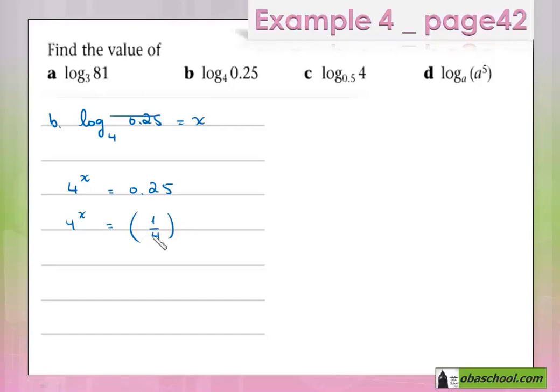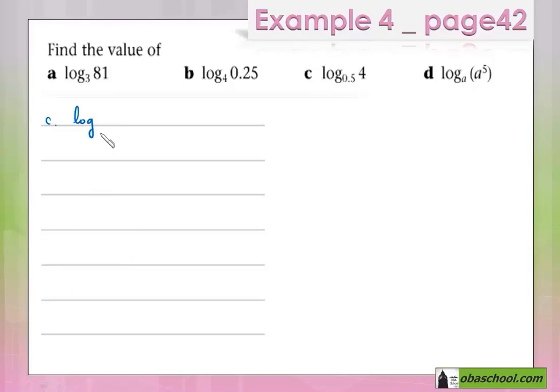Also, we know that 1 over 4 can also be written in its reciprocal form. 4 to the power x is equal to 4 to the power minus 1. And so that would mean that x is equal to minus 1. And that would be the final answer for part B. Now, in such case, what we did is found the fraction form of the decimal, then found its reciprocal, and solved a simple equation to find the missing value, x, which in such case turned out to be minus 1.